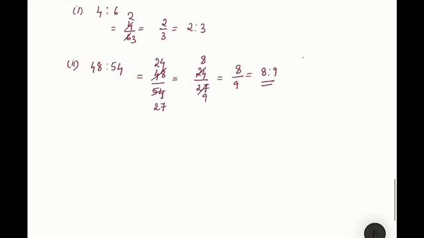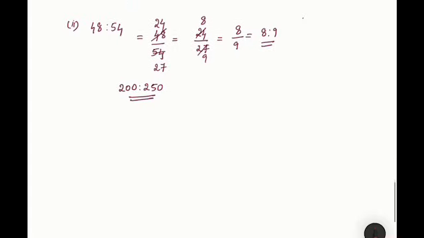Now the first question is over. You have one more that you can try doing yourself. That is 200:250. Try it yourself, all of you, in your classwork. Divide them, do it in the simplest form and find the answer.